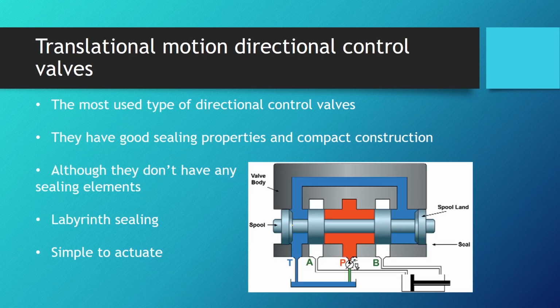So, translational motion directional control valves. These are the most used types of directional control valves if you compare the rotational ones and the translational ones. They have good sealing properties and they have compact constructions. Although they don't actually have any sealing elements, the sealing is done by labyrinth sealing. They are simple to actuate, you just have to push them left or right, and this is why they are the most used directional control valves.